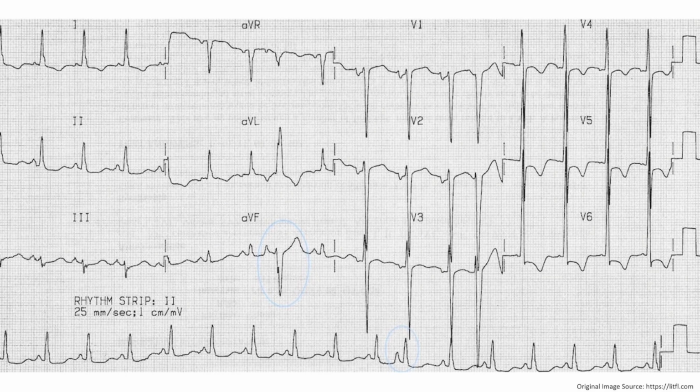Now in this strip, notice the P waves which look okay, and then you see this bizarre looking P wave. And you can notice that there is aberrant conduction. So this would be an example of a PAC with aberrant conduction.